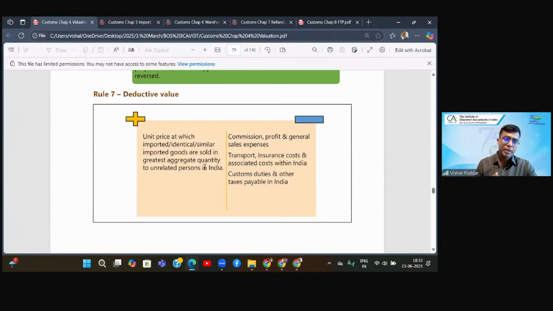So there is a possibility that after import, I'm selling the goods to someone in 1,000 quantity, someone in 100 quantity, someone in 500 quantity. So out of these, which one you will take? You will take the price at which the greatest quantity is sold. You will take the per unit price of that, and that will become the basis for valuation.